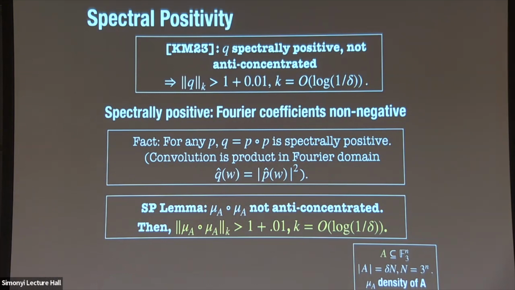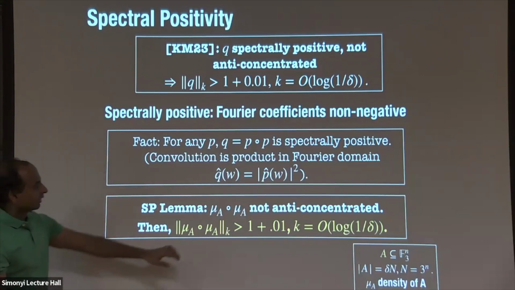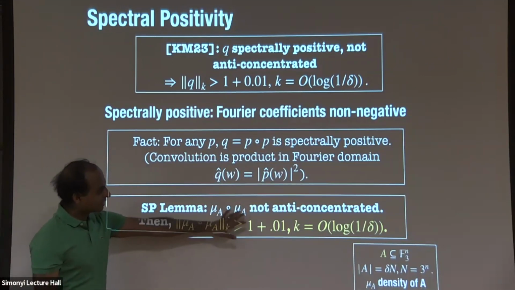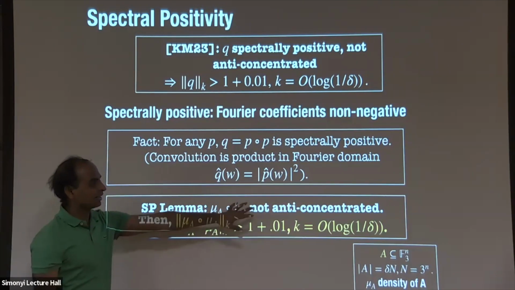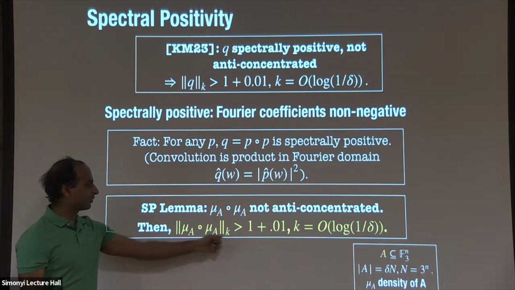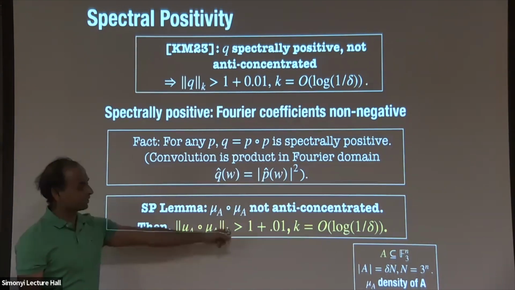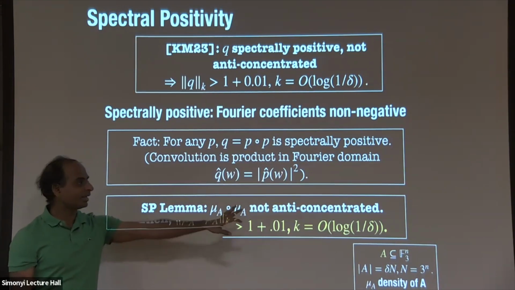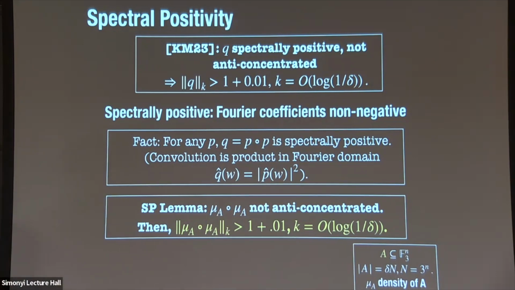Okay. So if I combine these two things, spectral positivity, which is a statement about general densities, and the fact that difference convolution is spectrally positive, you get the following. If a difference convolution with itself is not anti-concentrated, then the K norm of this difference convolution with itself is somewhat big. Again, K is roughly log 1 over delta.